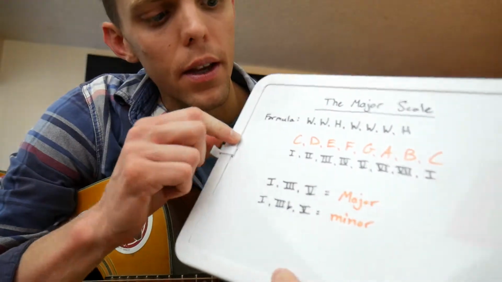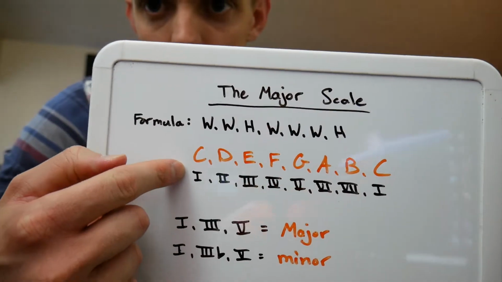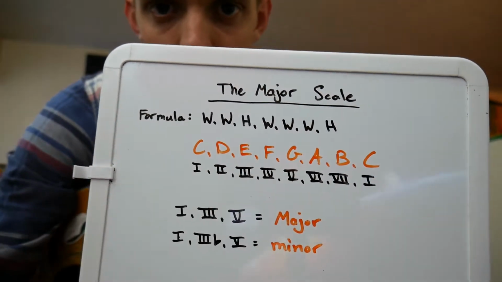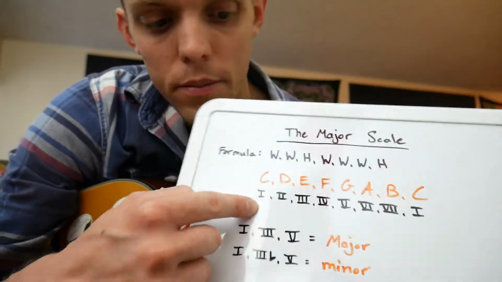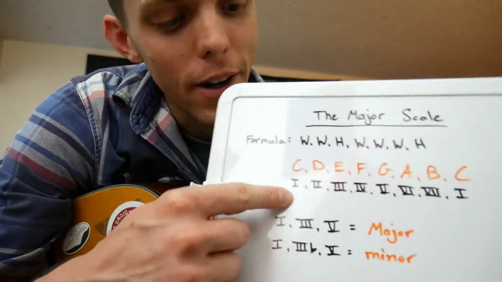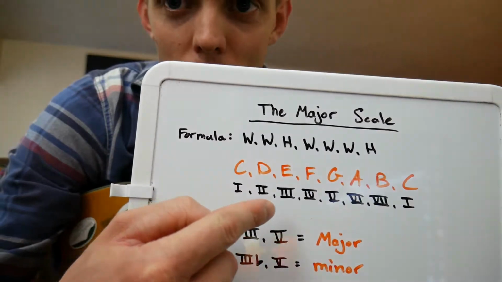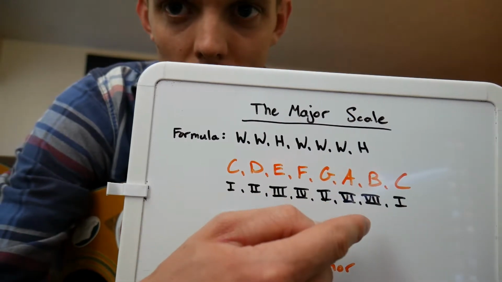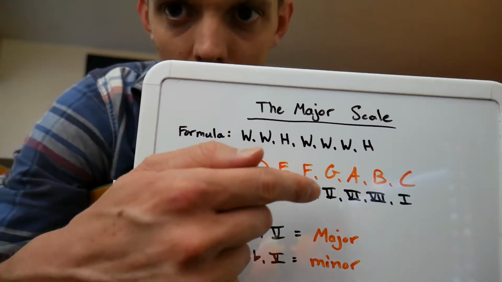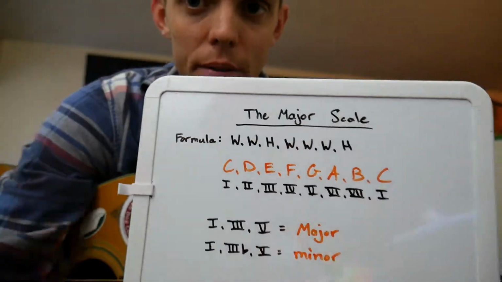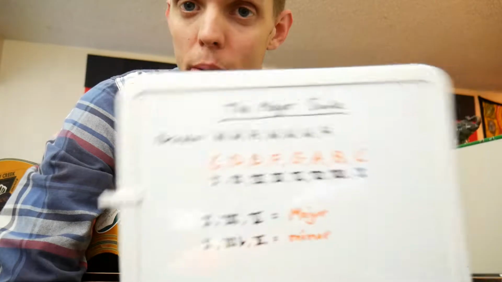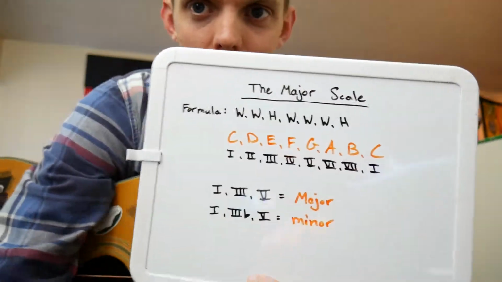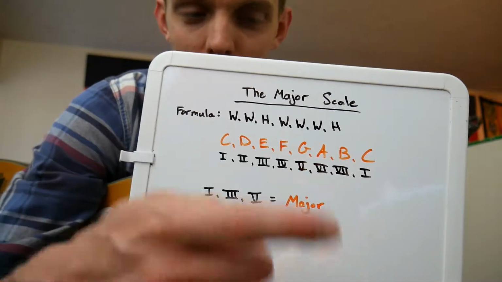Write down the C major scale. Write down C, D, E, F, G, A, B, C, and then write down underneath in Roman numerals. I know that's a little weird, just do it. Write 1, 2, 3, 4, 5, 6, 7, and back to 1 underneath each letter. That's very important. That's how you're going to figure out a lot of things. Just trust me, write that down.